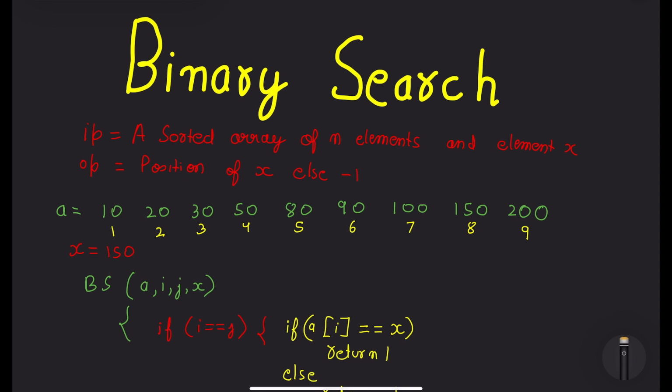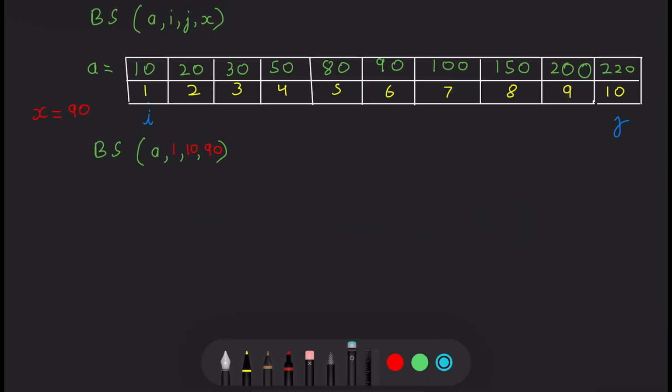The input to the algorithm is a sorted array of elements and an element x. Binary search cannot be applied on an unsorted array. To apply binary search, the array should be sorted. The output will be the position of the element x if found, else it will return -1. Before looking at the code, let's understand binary search with the help of an example.